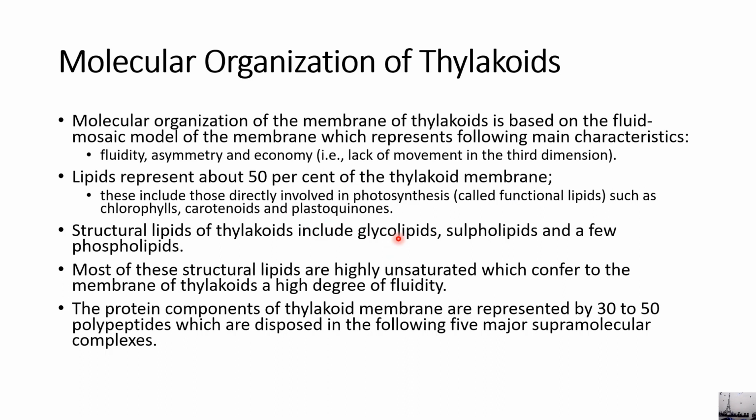Now, structural lipids of thylakoids include glycolipids, sulfolipids, and a few phospholipids. And most of these structural lipids are highly unsaturated, which confer to the membrane of thylakoids a high degree of fluidity. Okay. So the protein components of thylakoid membrane are represented by 30 to 50 polypeptides, which are disposed in the following 5 major supramolecular complexes.